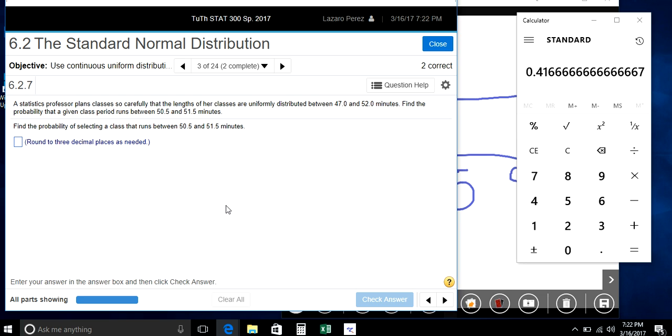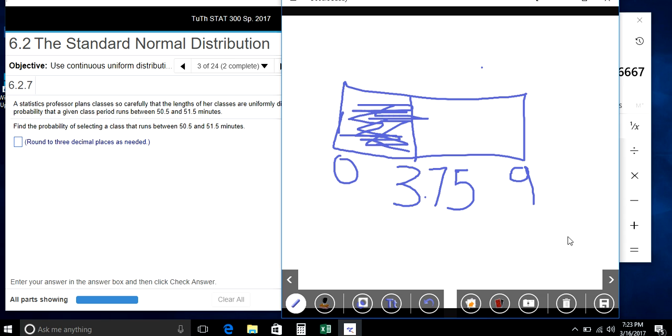All right, let's do one last one. Okay, so this one is a little bit different problem. So this is not the subway problem. A statistics professor plans classes so carefully that the length of her classes are uniformly distributed between 47 and 52 minutes. This one's good because it's a little bit different.